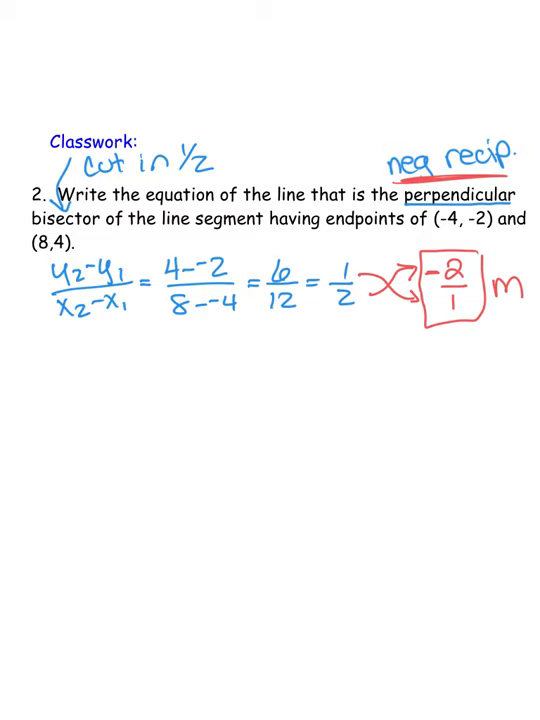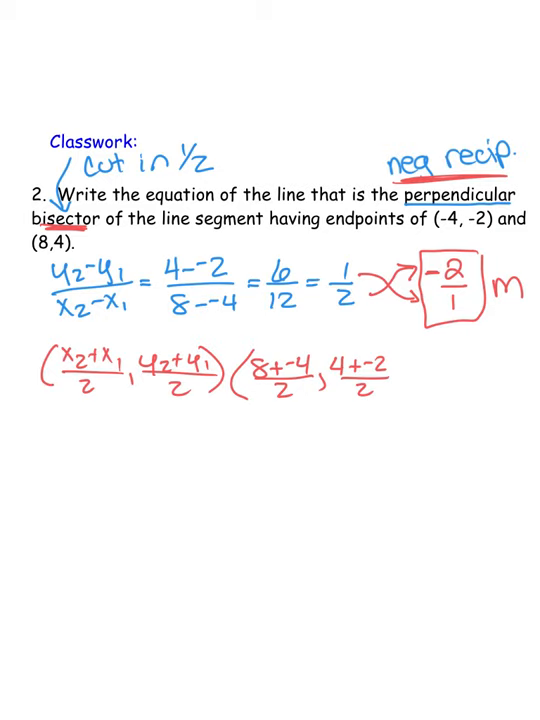Now, since it says bisector over here, I need the midpoint. So my midpoint formula is x2 plus x1 over 2, y2 plus y1 over 2. I'm going to add my x's together. So 8 plus negative 4 over 2, and then 4 plus negative 2 over 2.